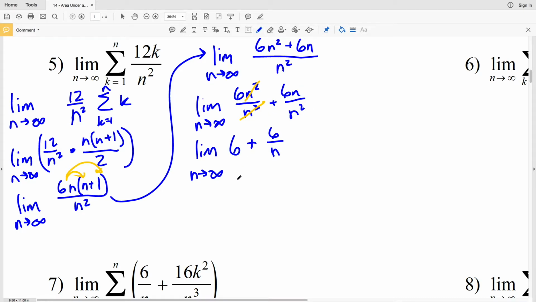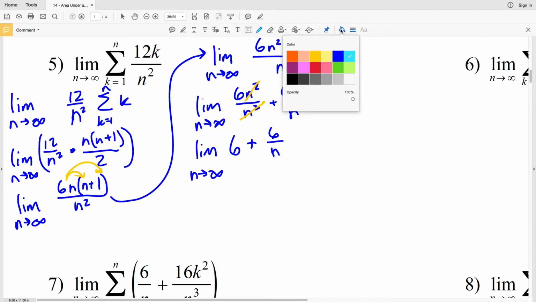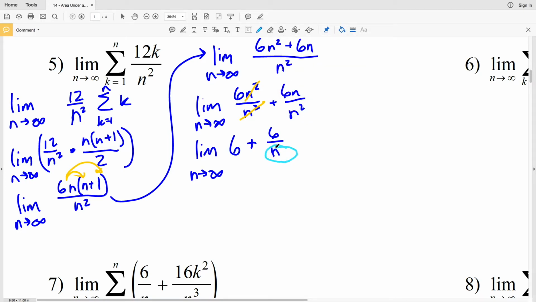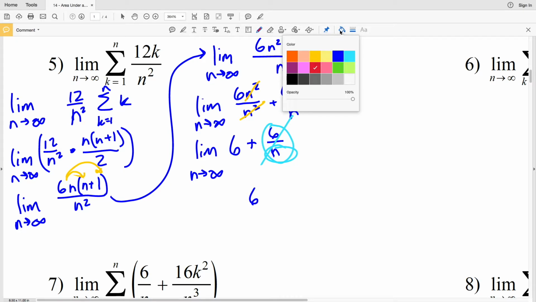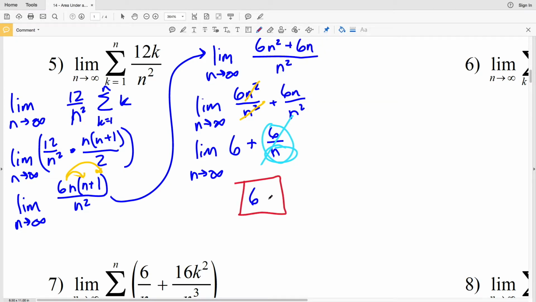Now look, we're finding the limit as n approaches infinity. So if you remember our limits at infinity worksheet, or some of the limits at infinity tricks, as n approaches infinity, 6 over n is going to go to 0. Therefore, the limit as n approaches infinity would be 6 plus 0, which is 6. So 6 is our solution in number 5.